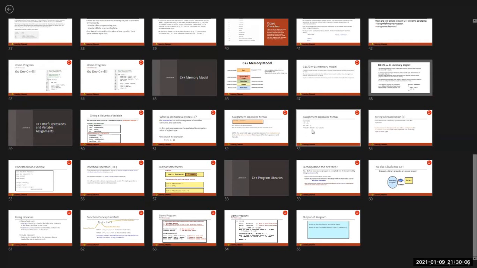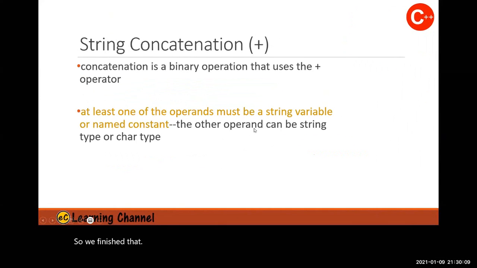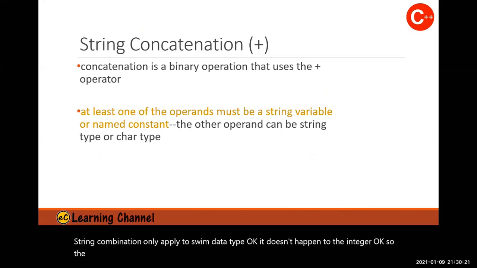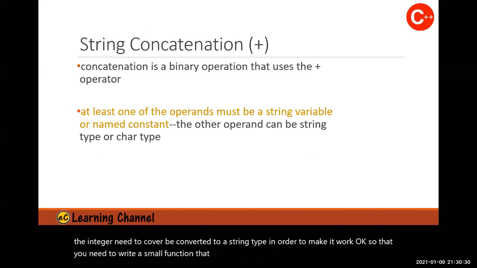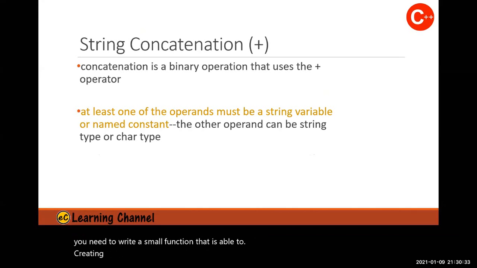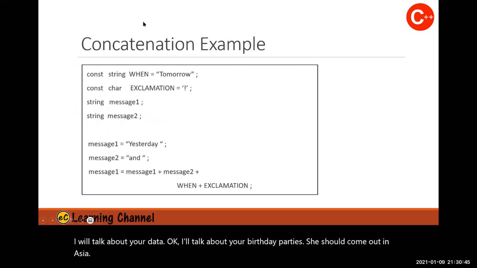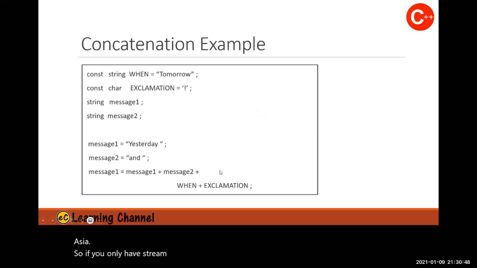So we finished that. Operator, we know it. String concatenation only applies to the string data type. It doesn't work on the integer type, so the integer needs to be converted to a string type in order to make it work. So you need to write a small function that is able to do it. I'll talk about this string concatenation later. If you only have a string concatenated with a string, that actually is fine.